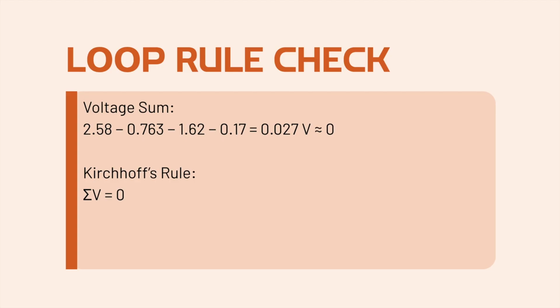To test Kirchhoff's loop rule, we added all the potential differences across the circuit. The total came out to approximately 0.027 volts, which is very close to zero. This small difference occurs due to measurement uncertainty and internal resistance in the circuit components. This result supports the prediction that the total potential change around a closed loop should equal zero.